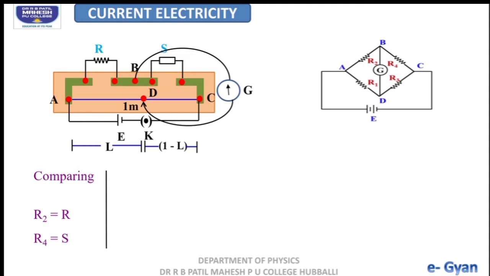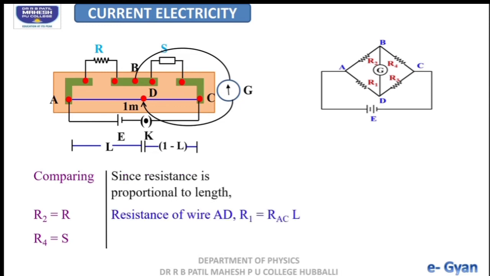Now, we have already studied that resistance is directly proportional to length. Hence, we can write the resistance of wire AD as R1, which is equal to r into l. What is r? It is the resistance per unit length. For a given length, this r should be multiplied with l. Now, the resistance of wire DC is R3, which is equal to r into (1 minus l).